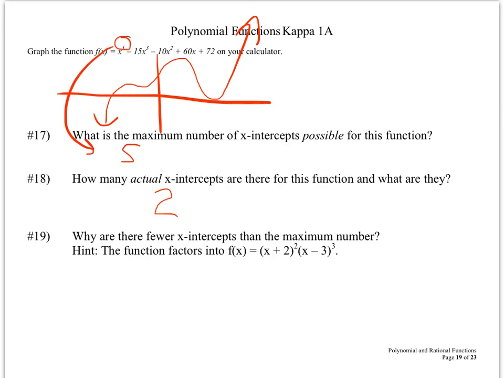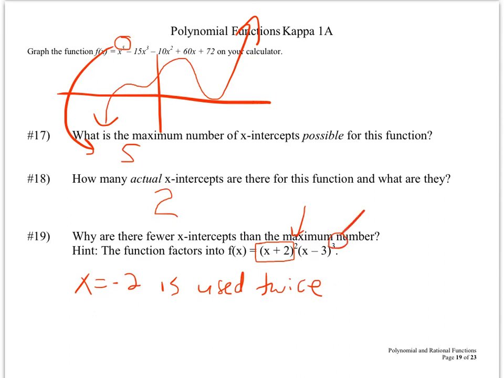Why are there fewer x-intercepts than the maximum number? Then it tells you this lovely hint. This is how this problem factors. I have no idea how you would factor it, but that's how it ends up being factored. Notice here that this first part, x plus 2, if you solve that by setting it equal to 0, you get x equals negative 2 as an x-intercept. There's a 2 here, squared. That means it's going to happen twice. X equals negative 2 is used twice.